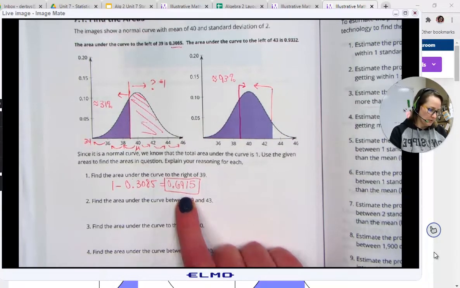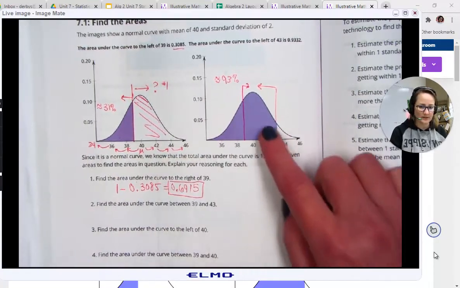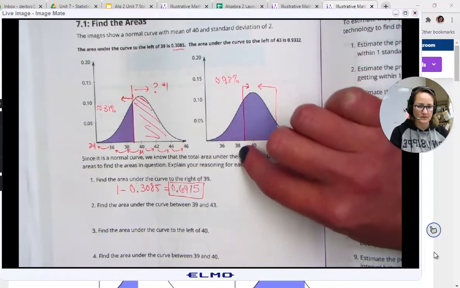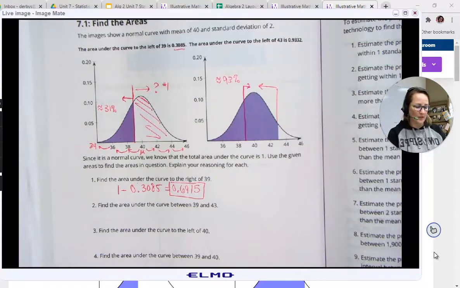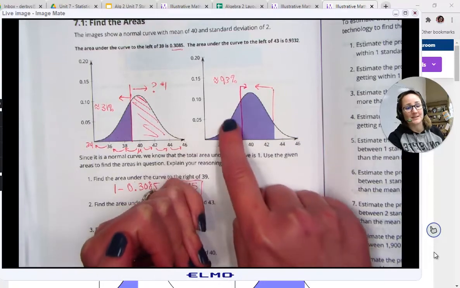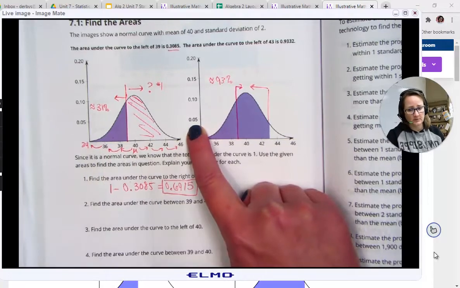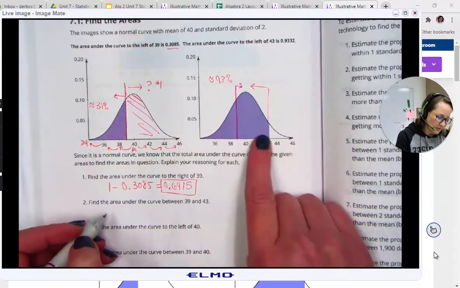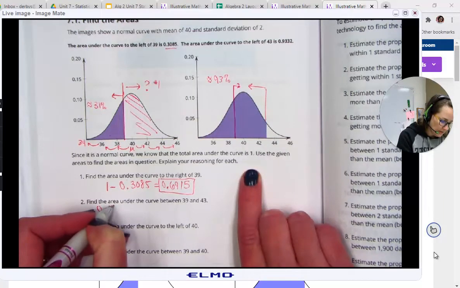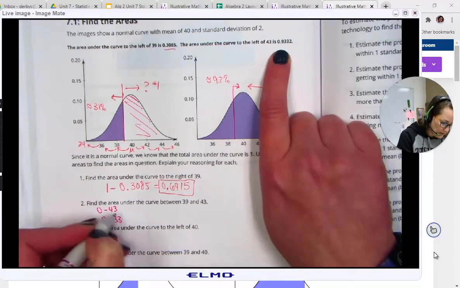And let's see, I want to eliminate this area and everything below it. So I want to cut it off at 43 and to start at 39. So here's what I'm going to do. I'm going to take this value of this entire shaded area, and I'm going to subtract off the part that is 39 and lower. So I'm taking the full area from 0 to 43. That was 0.9332.